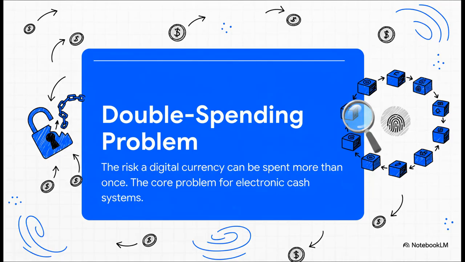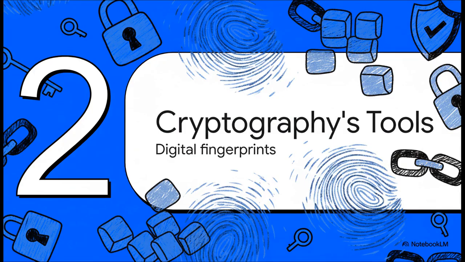And that right there, that is the double spending problem. It is the absolute core challenge for any digital cash system. How do you stop this digital counterfeiting, this ability to spend the same money twice, when there is no central referee watching over every single transaction? I'm telling you, the solution to this one problem is the key to this entire technology. So how do we solve this?